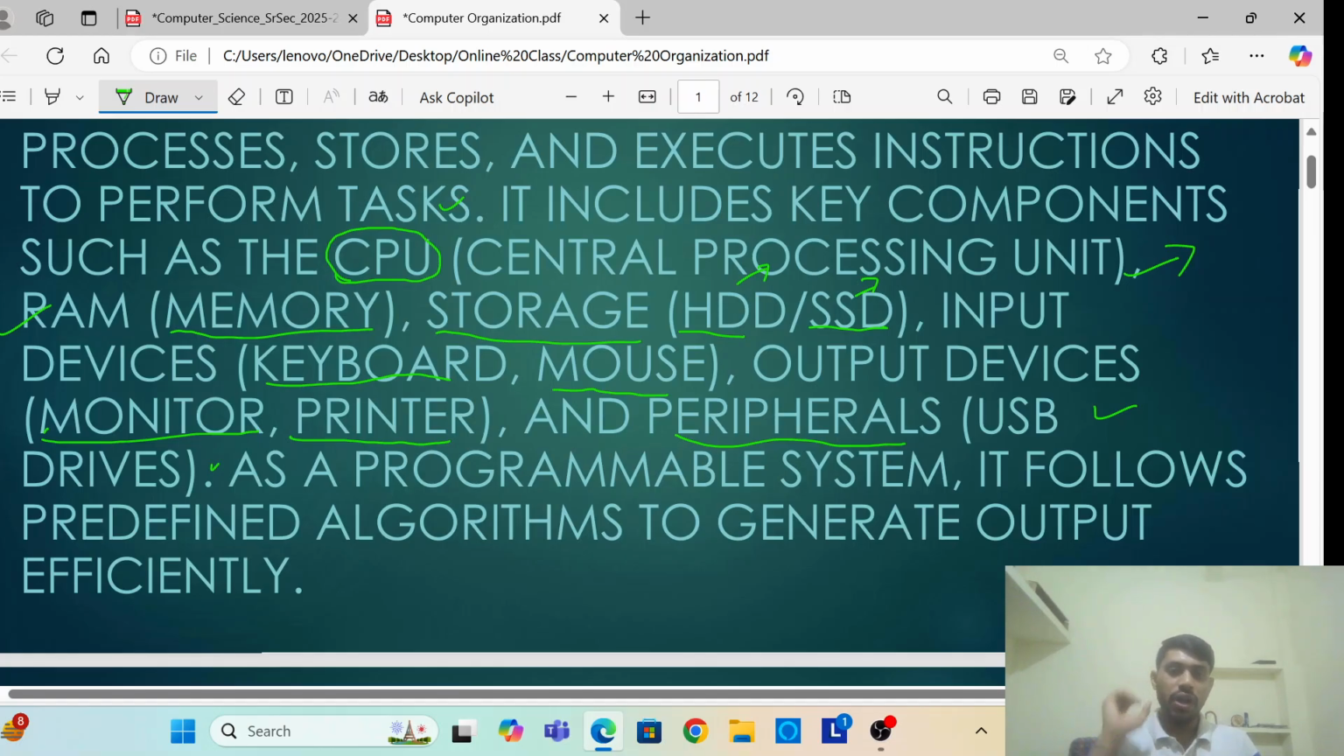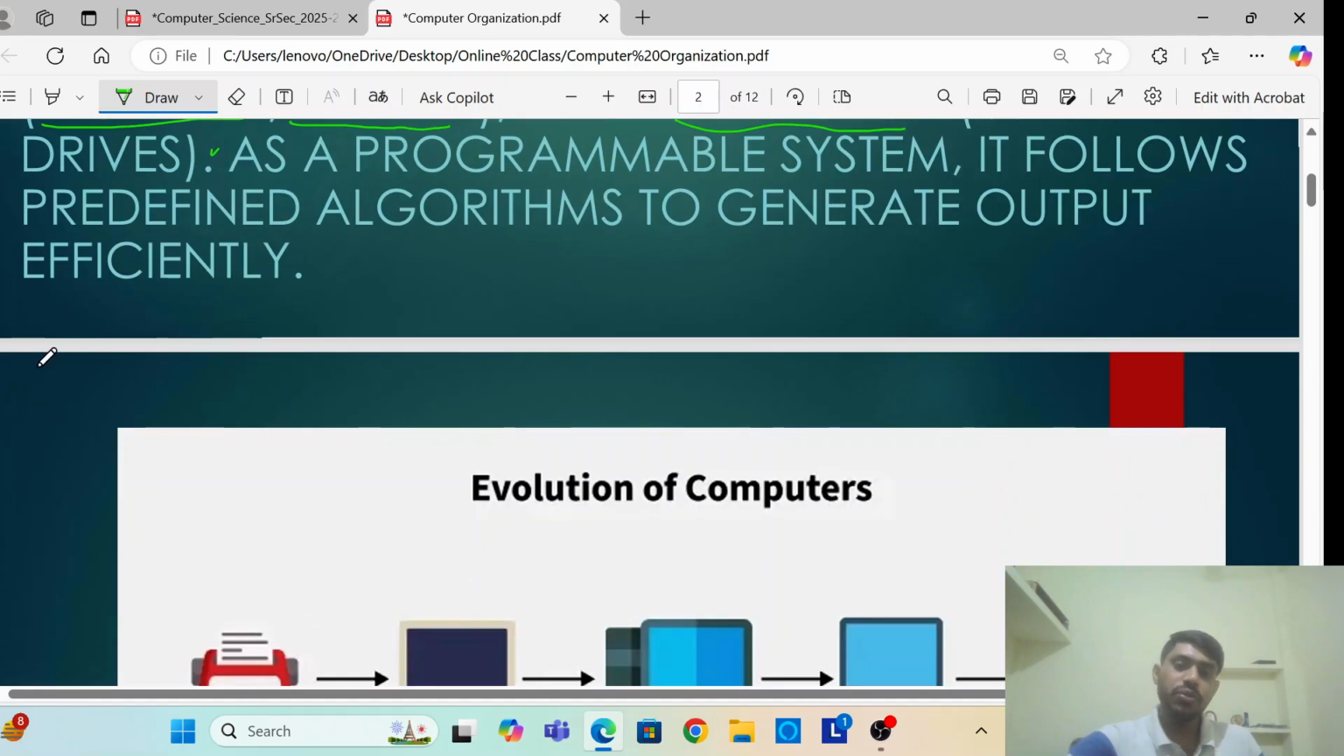Is my point clear? It is a programmable system. It follows a predefined algorithm to generate the output efficiently. A very important definition: it is a programmable system. You cannot do things randomly or just by telling something. It is systematic. You should follow this and you will get the output efficiently. Clear my point? Okay, moving to the next slides.